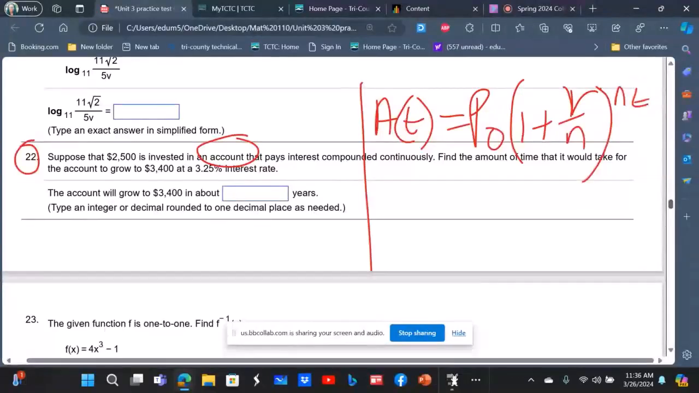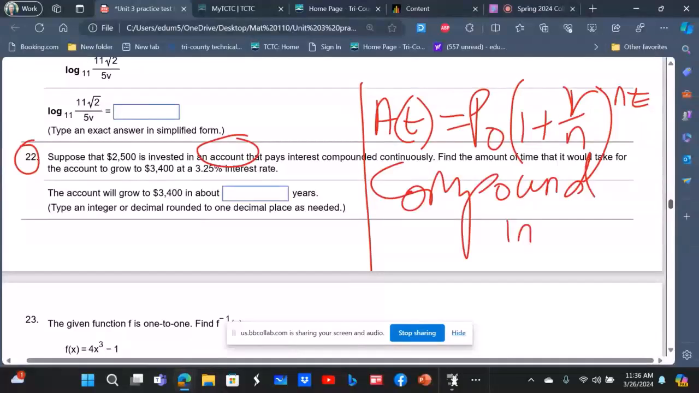This is the compound interest formula we talked about when some people were not here. I know that because I didn't even have half of the class. Compound interest formula, don't forget that. So that's what you're going to use to solve the problem here.